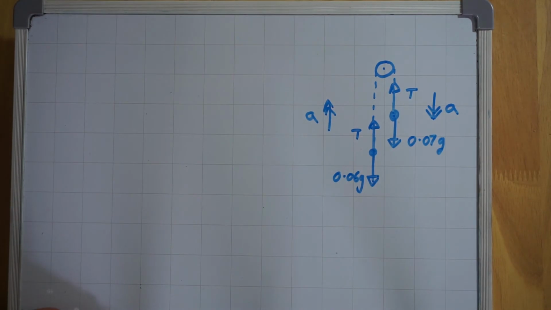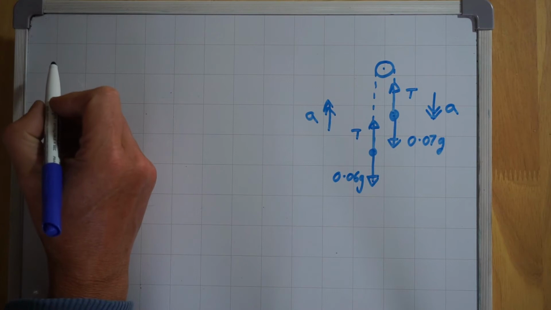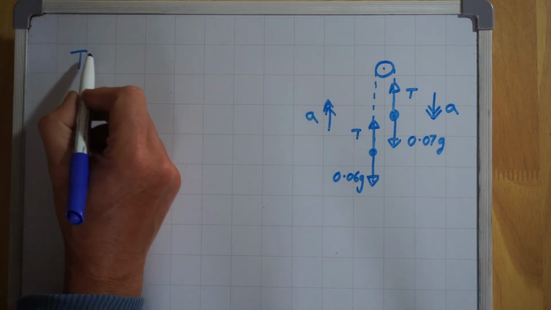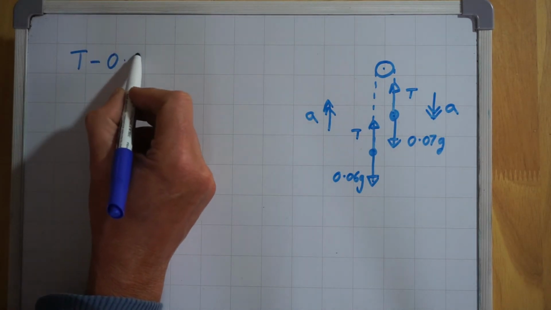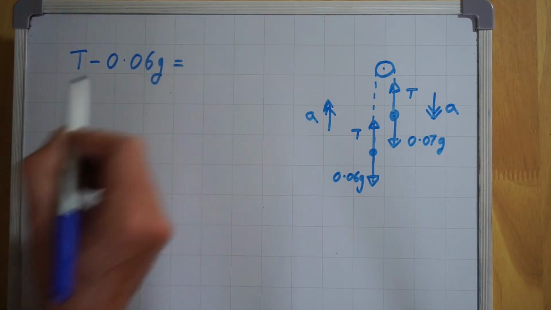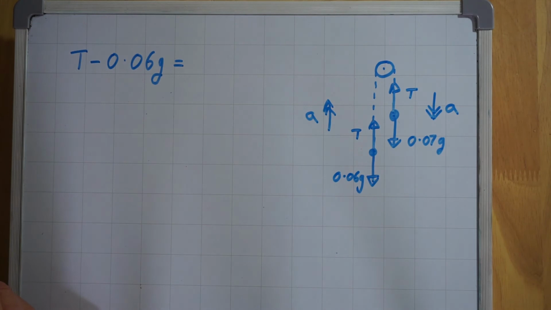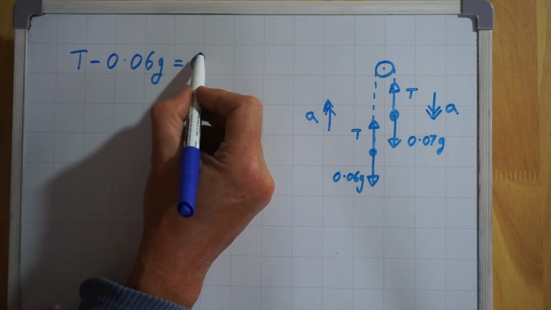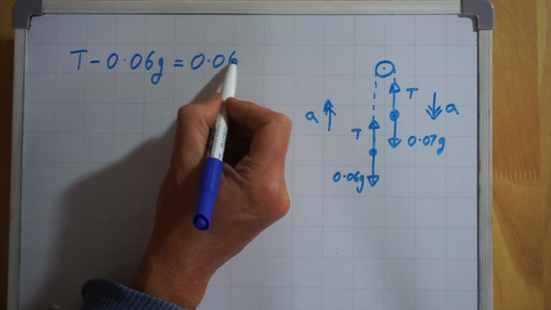So considering the left-hand particle as I've drawn it, the resultant force will be T minus 0.06 g, and the resultant force will be equal to the mass times the acceleration, which will be 0.06 a.